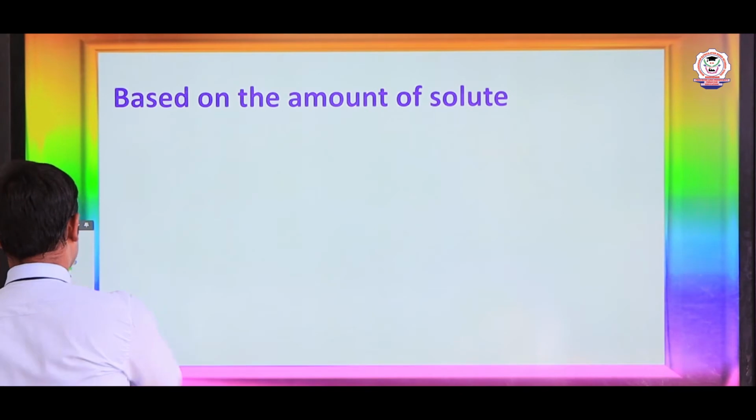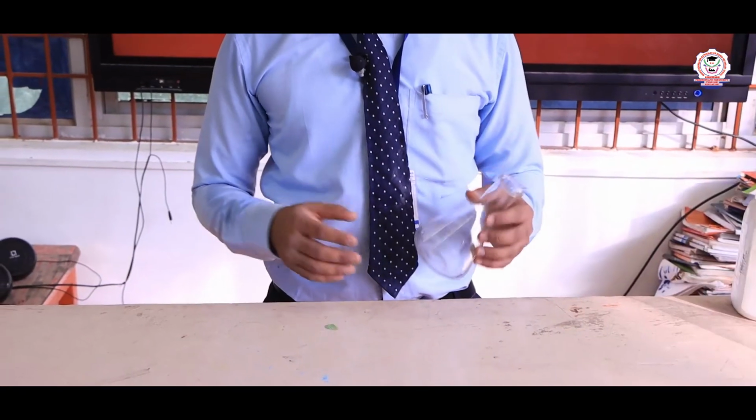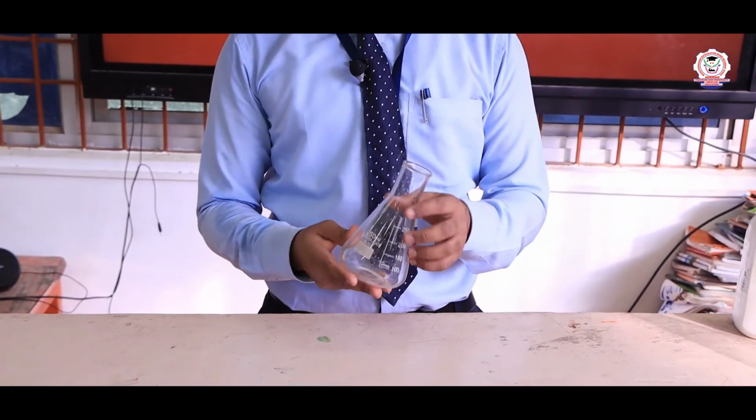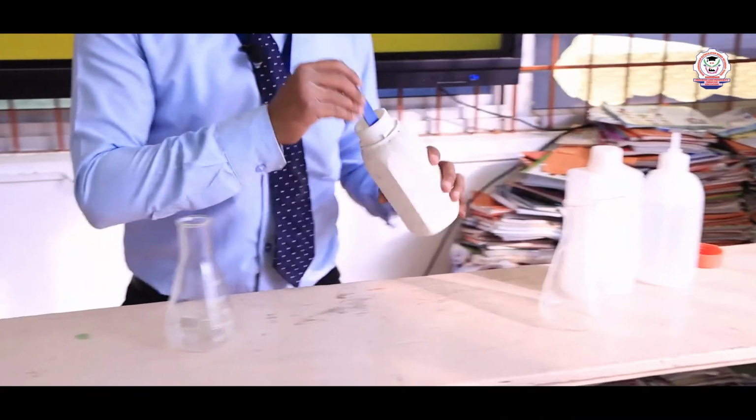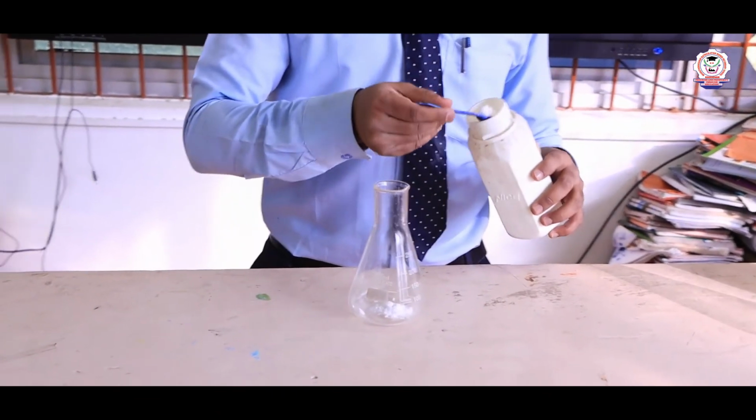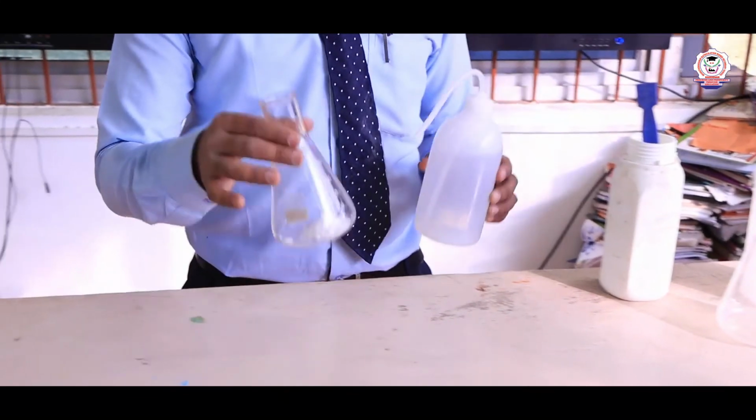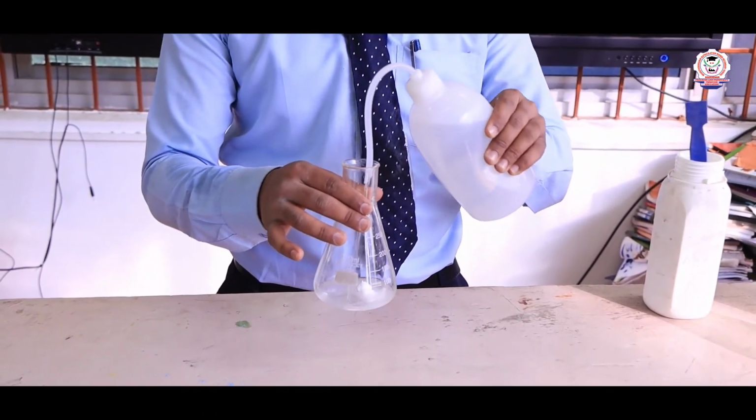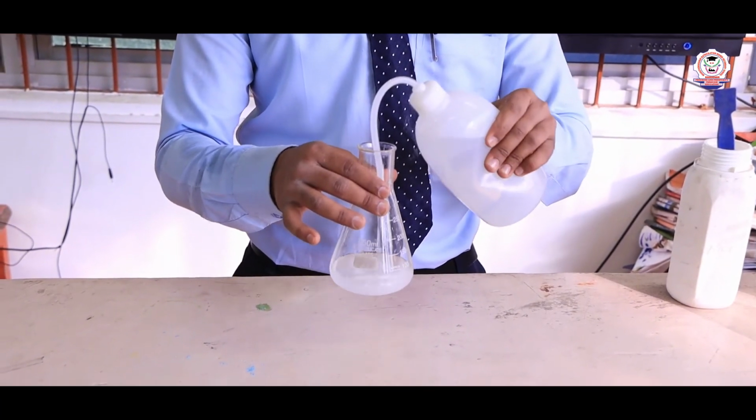Good students, based on this, you can see some experiments. It denotes the saturated, supersaturated and unsaturated types of solutions. For different types of solutions, you can take an experiment. First, I take a conical flask. Into the conical flask, I put the sodium chloride salt. Here, first I put a less amount of sodium chloride. So, more water I add into it.